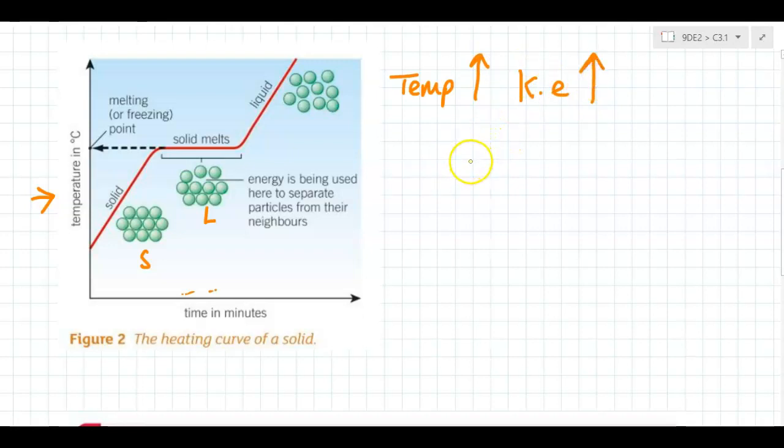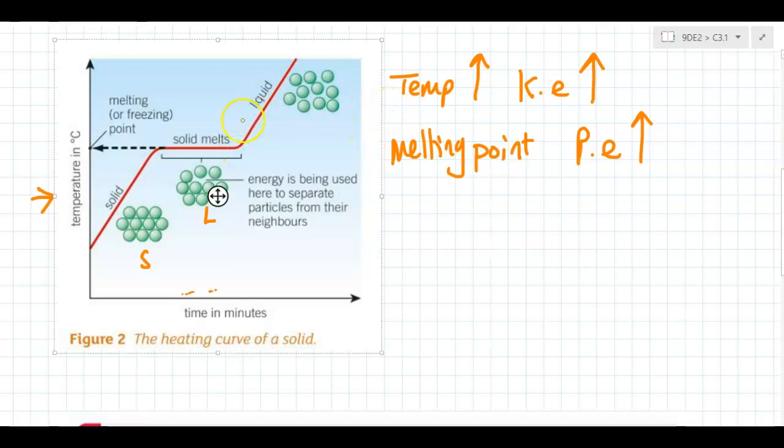They're moving around more. And then as you reach the melting point, the temperature doesn't go up, but the energy is going up because the potential energy of the particles is getting bigger. And that's because they're moving apart from their neighbors. They're separating from each other. Okay? Now, once it's completely melted at this point here, all of the particles can now start to get hotter again if you keep heating it.